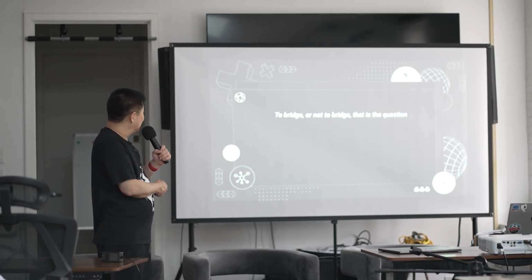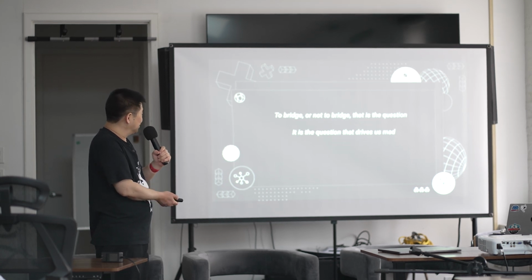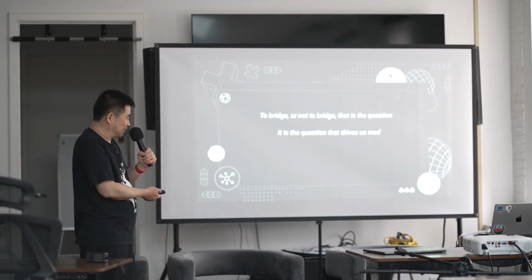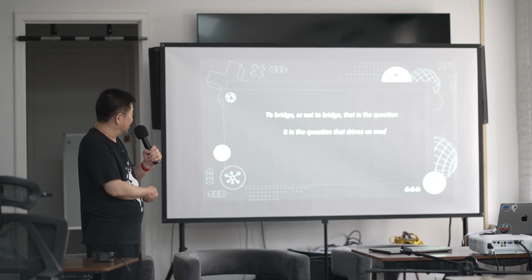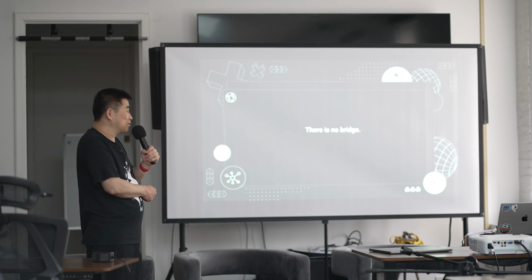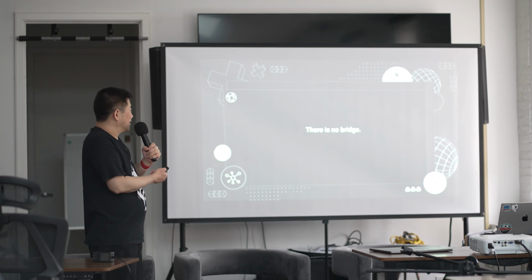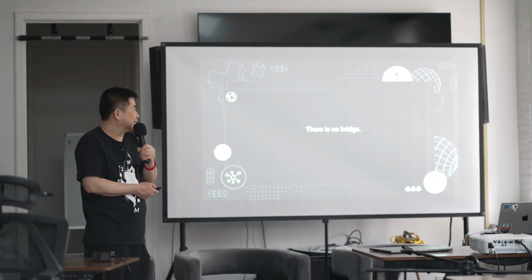All right, so this is the problem, a fundamental problem of the blockchain world. The bridge, you have to use it because every blockchain sees itself as the only blockchain. But we say there shouldn't be a bridge, and there is no bridge, because the bridge has nothing to do with the blockchains.